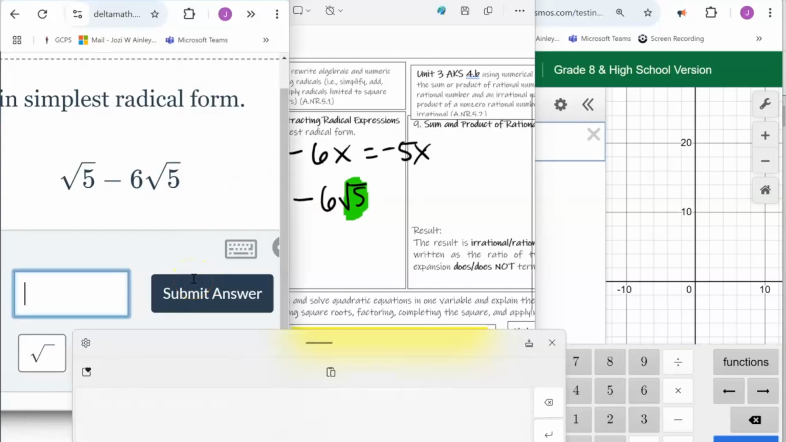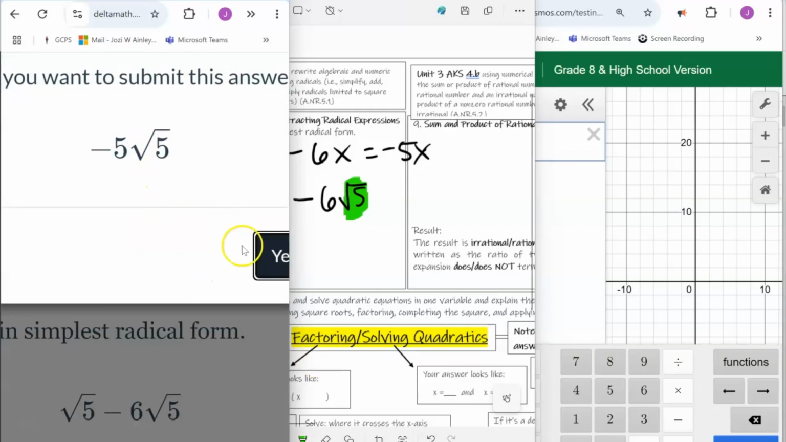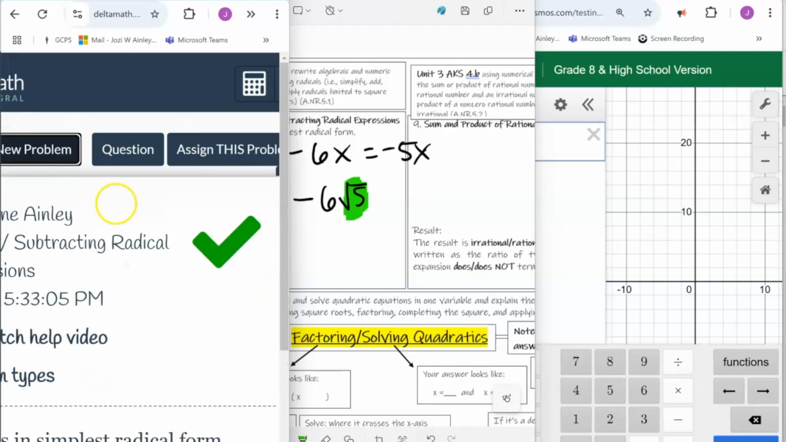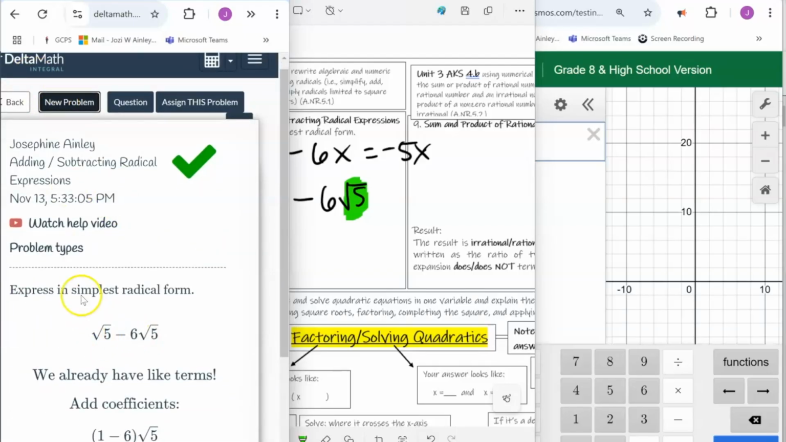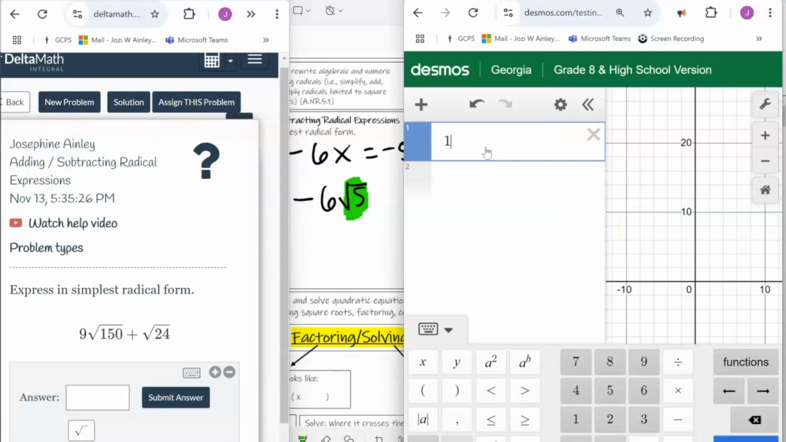All right, let's do another question. So this one is negative 5 radical 5. If the radicals are already the same, just pretend it's an x and combine it like you normally would. And you can even put that in the calculator. You can put in 1 minus 6, and it'll tell you it's negative 5, and then just put the radicand.